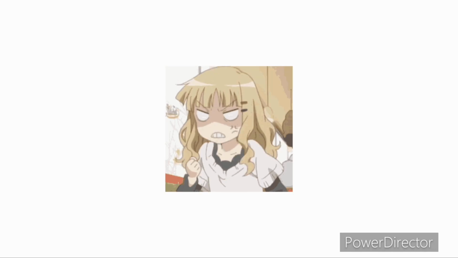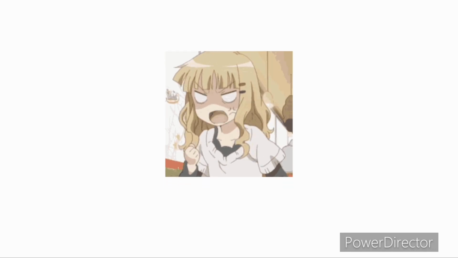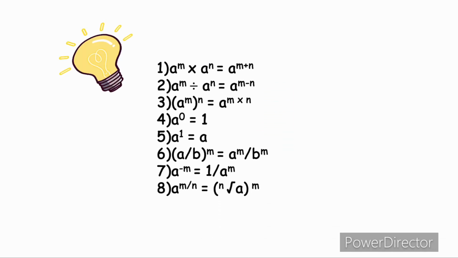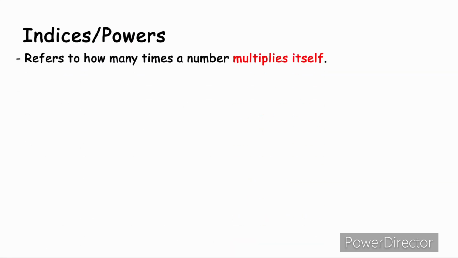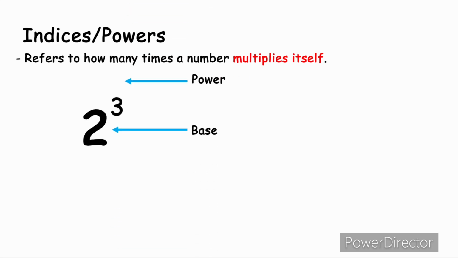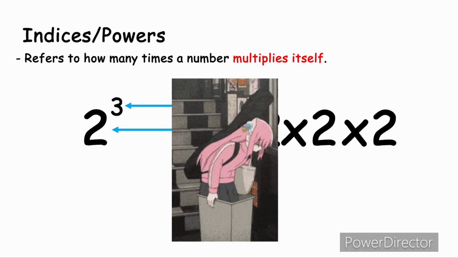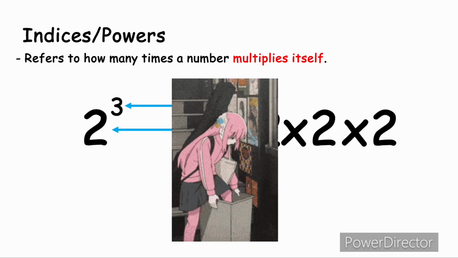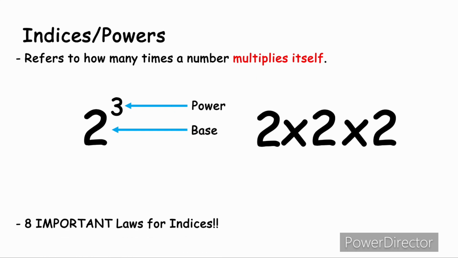Before you start screaming at me about the thumbnail, just have a look at these 8 essential laws for powers, which might solve your question. So indices and powers only exist with another number. They show how many times a number will multiply itself. For example, a 2 as the base with a power of 3 means that 2 will multiply itself by 3 times. Unfortunately, the stuff with powers does not end here. There are 8 laws on powers that we need to learn about.